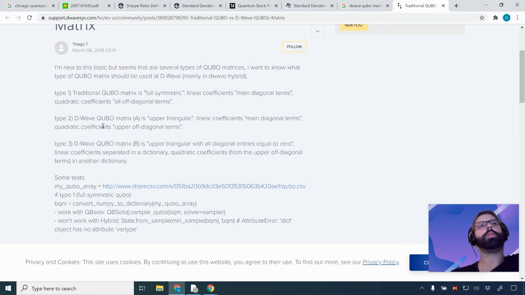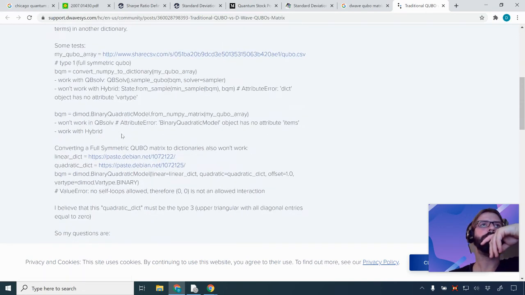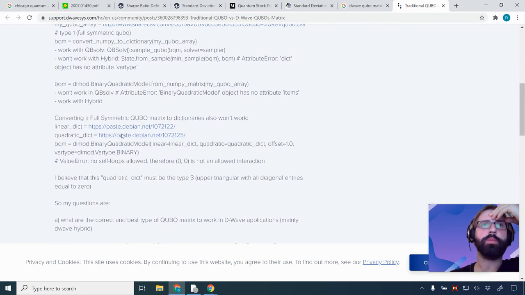Type 2 D-Wave QUBO matrix A is upper triangular, linear coefficients on the main diagonal terms, quadratic coefficients on the upper off diagonal terms, with the other linear coefficients. I believe that this quadratic dictionary must be the type 3, upper triangular with all diagonal entries equal to 0.